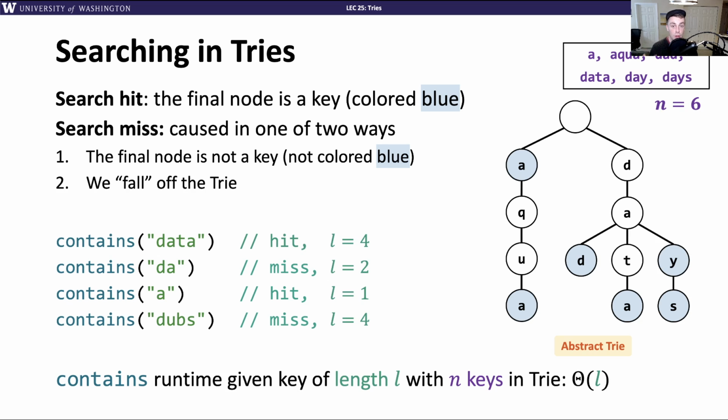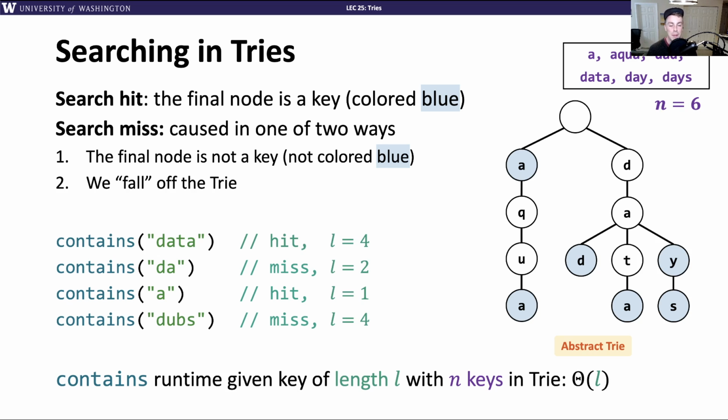So always, if your word starts with an A, then you go down the A path, and then you keep going down letter by letter, following all the branches according to whichever letter you're at in your string, until you run out of nodes or you run out of string to search for. So you find a hit, meaning that you found a valid value in your dictionary, if you land on a blue node and you don't have any other characters to search for.